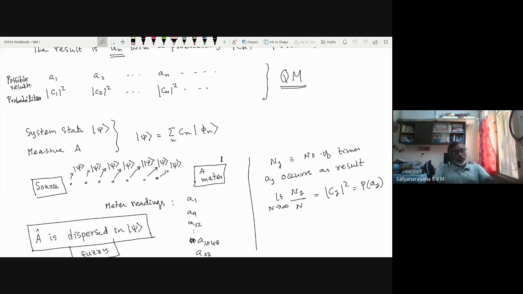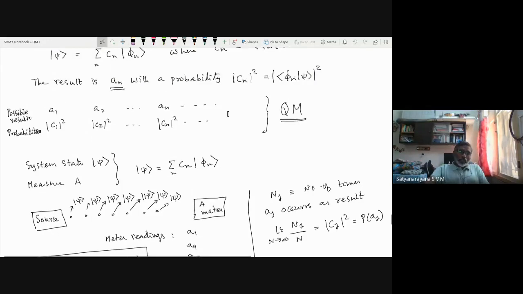Now it is a good question to ask: what is the origin of this indeterminism? That question is not going to take us a long way into getting an answer, but definitely it's a good question to keep in mind.